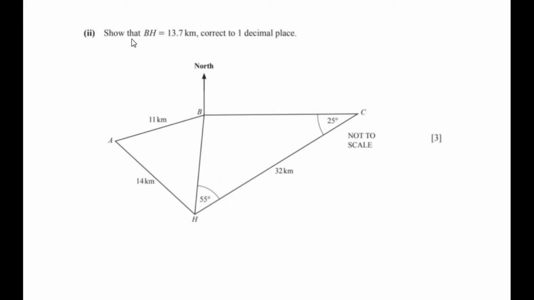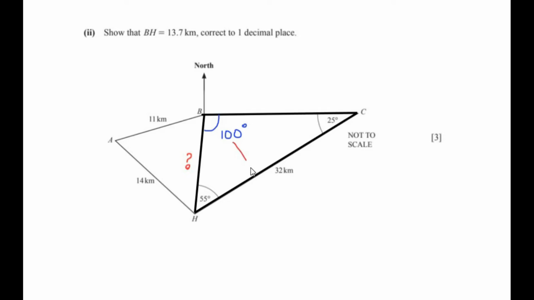Now the next question is, show that BH is equal to 13.7 kilometres, correct to 1 decimal place. Now here, to find out the value of BH, let us again consider the triangle CBH. So I have highlighted this triangle, and in the previous question we had got the value of angle B as 100 degrees, which is written over here. Now since we need to find out the value of BH, which is a side, we can make use of the sine rule over here. Now here angle B is opposite to the side CH, so this angle is opposite to this side, and since we need to find out BH, the angle opposite to this side is angle C.